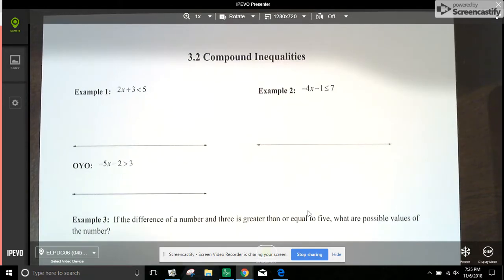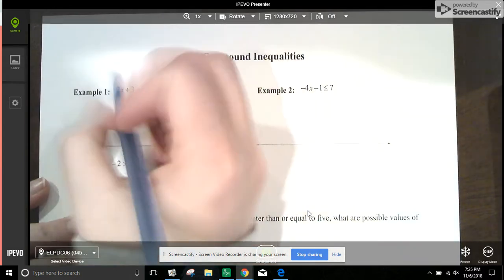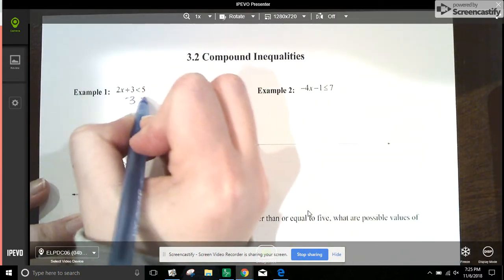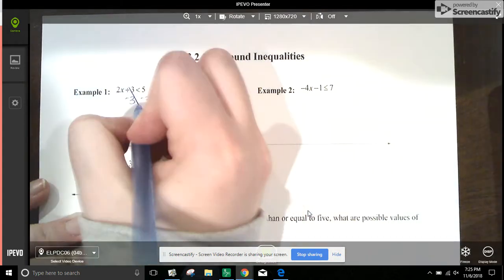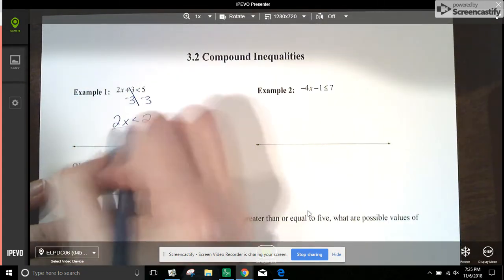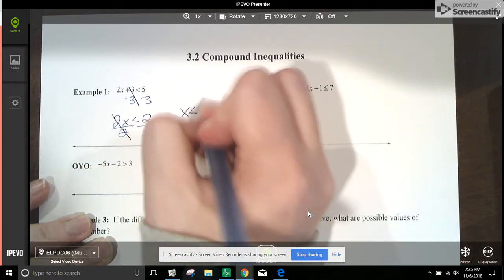All right, so we're going to start with some examples of just inequalities to review what we did the first day. So for the first example, we're going to solve for x. Act like the inequality is an equal sign. The first thing you'd have to do is subtract 3, and then divide by 2. And you should get x is less than 1.